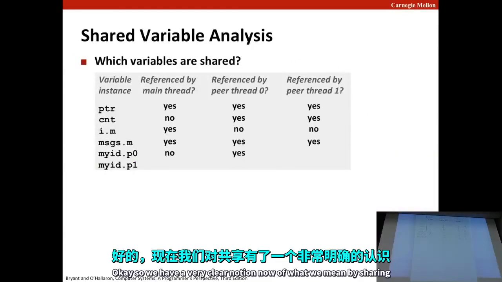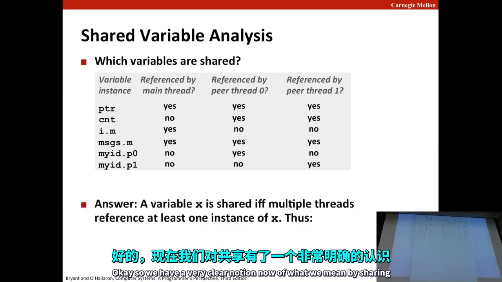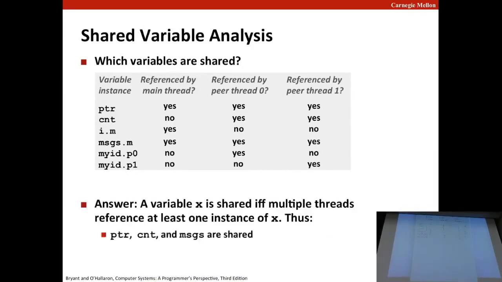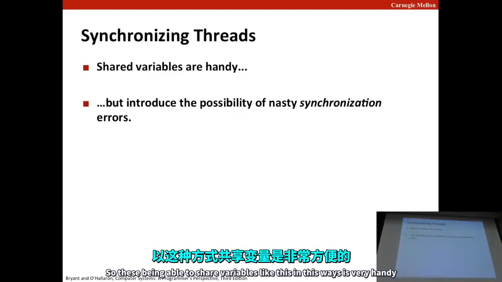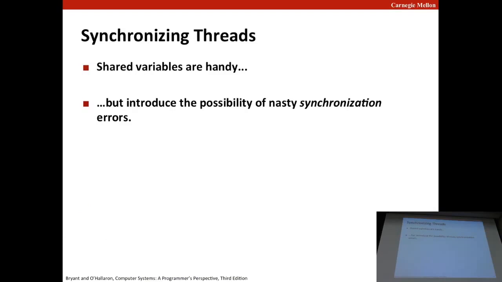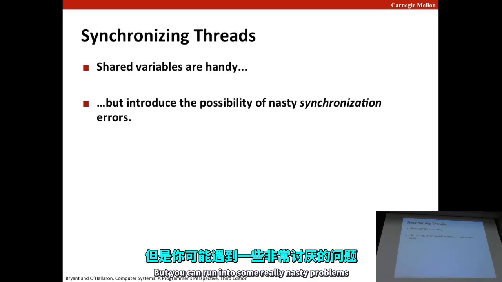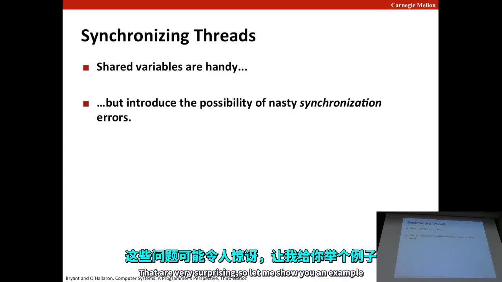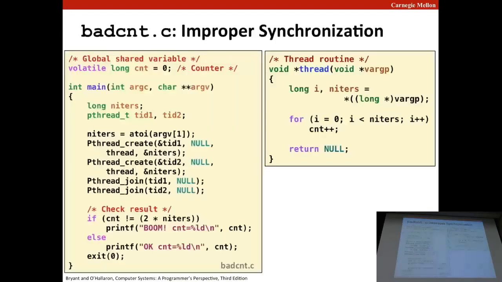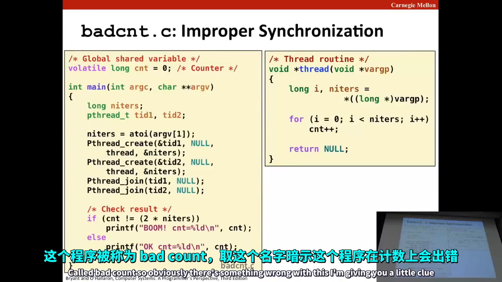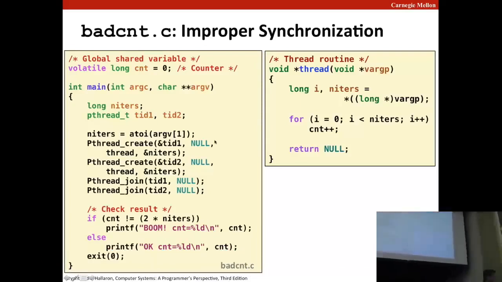Okay, so we have a very clear notion now of what we mean by sharing. Being able to share variables in this way is very handy, but you can run into some really nasty problems that are very surprising. So let me show you an example. This is a program called badcount, so obviously there's something wrong with this. I'm giving you a little clue.